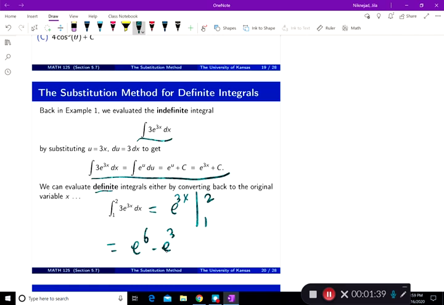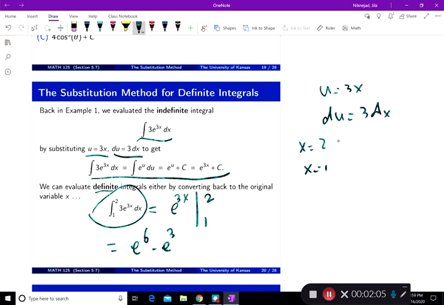Here's another method, however. The other method, finding a u and du, is the same. So I look at this integral and I say, u has to be 3x, du has to be 3dx, and then instead of just stopping there, you do one more step. For x equal to 2 and x equal to 1, which are the bounds, you find u. For x equal to 2, plug it into here and you get 6. For x equal to 1, plug it into here and you get 3.